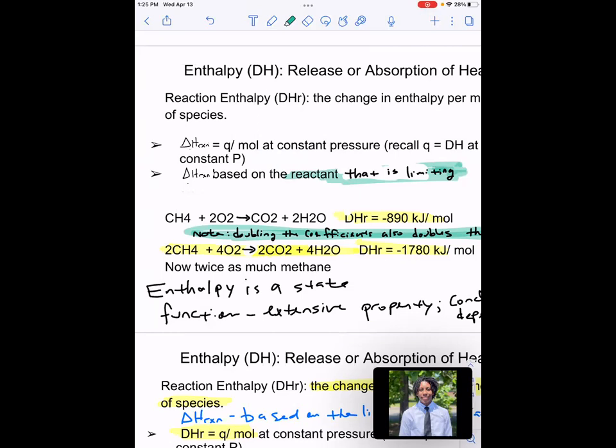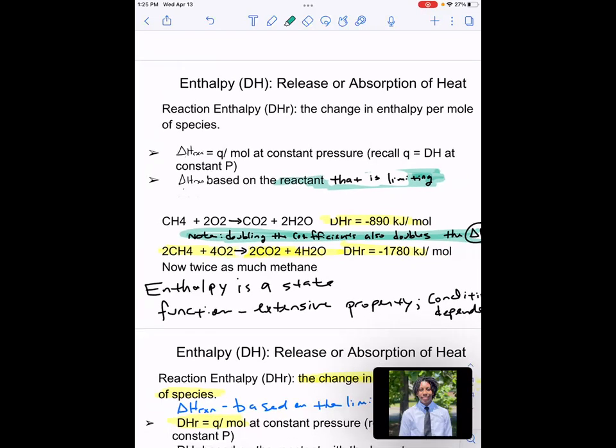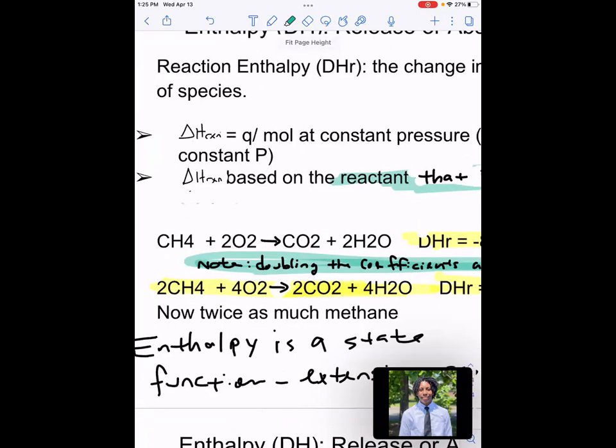So we talked about calculating specific heat. Now we're talking about calculating enthalpy for a given reaction, and how it ties into specific heat. Because if we know specific heat, mass, and change in temperature, we can find Q. And if we know Q, then we can use that information to find delta H for any given reaction, right? At constant pressure, Q and delta H are the same. And so this is our expression: delta H for any given reaction is Q per mole, or the heat per mole, and it's based on the limiting reactant.